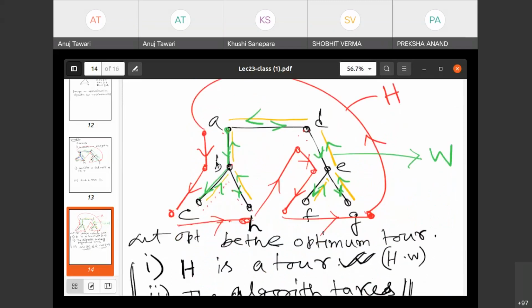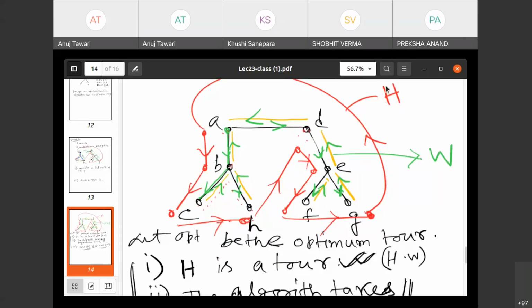So let opt be the value of the optimum tour. This is the tour which we have constructed. W is the walk taken by DFS. We performed a DFS search from A, and we got some walk. We went from A to B, B to C, then we went back from C to B, B to H, H to B, and so on. So some edges we are visiting again and again. That is a walk.